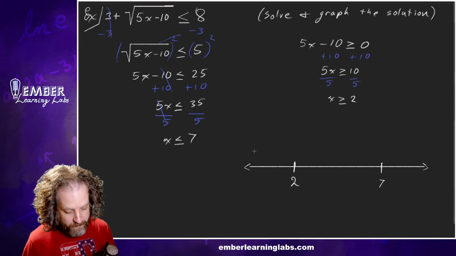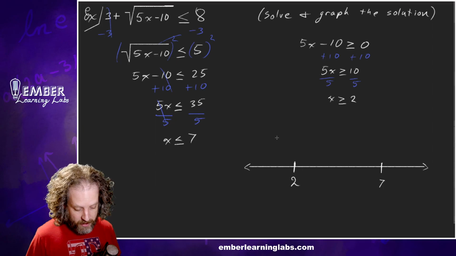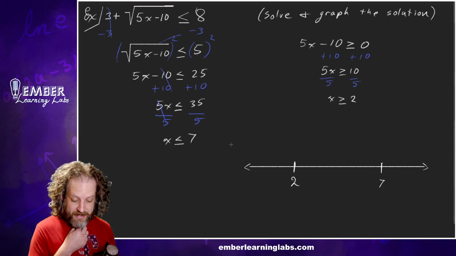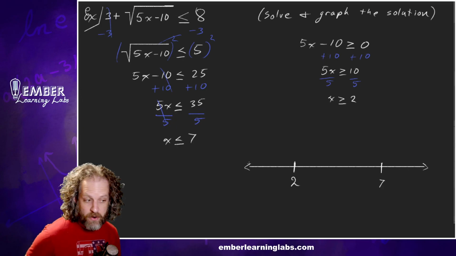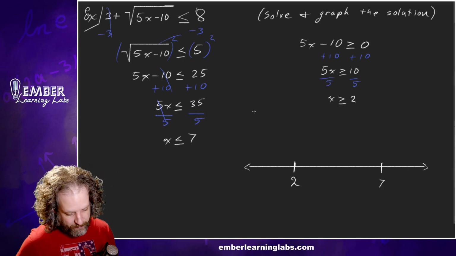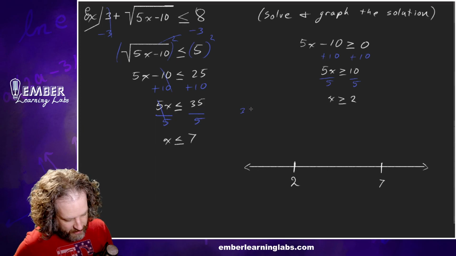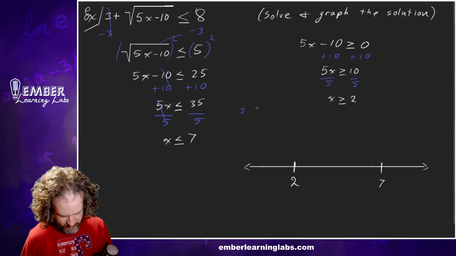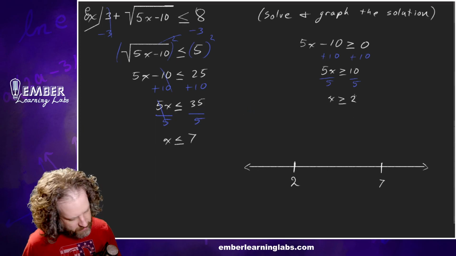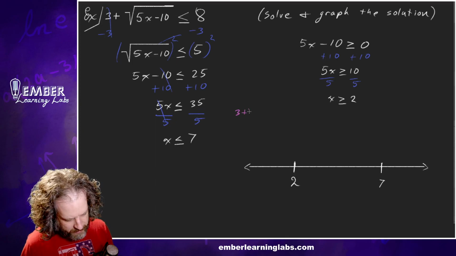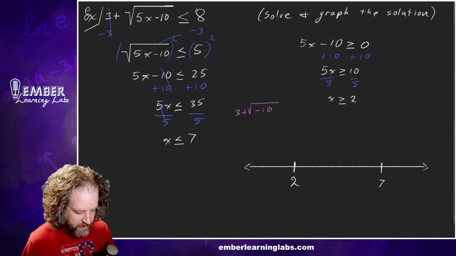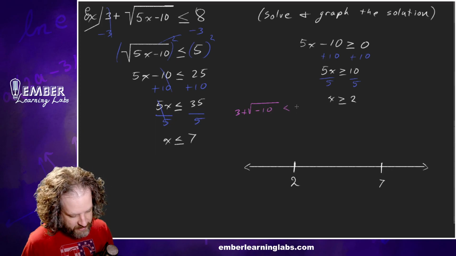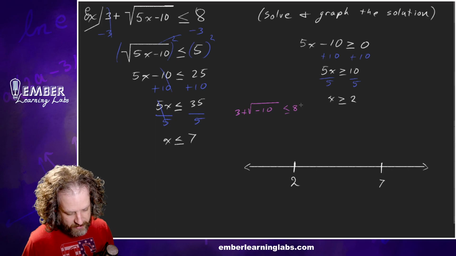So we need to pick a number over here, right? So I've said many times, and I still agree with myself, that if you have the possibility to pick 0, because that's a nice, easy number. So we're going to do 3 plus the square root of 5 times 0 is 0, so we've got negative 10. Is that less than or equal to 8?